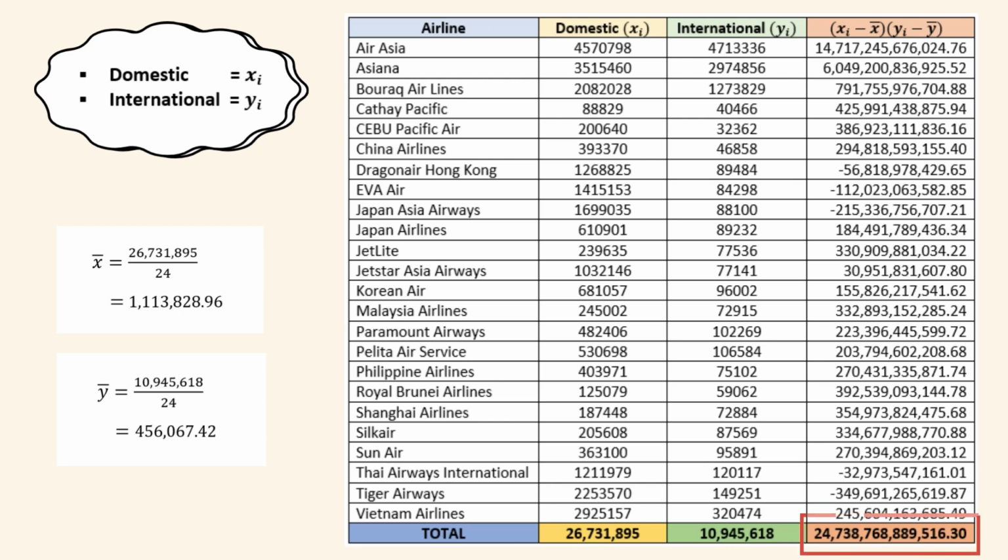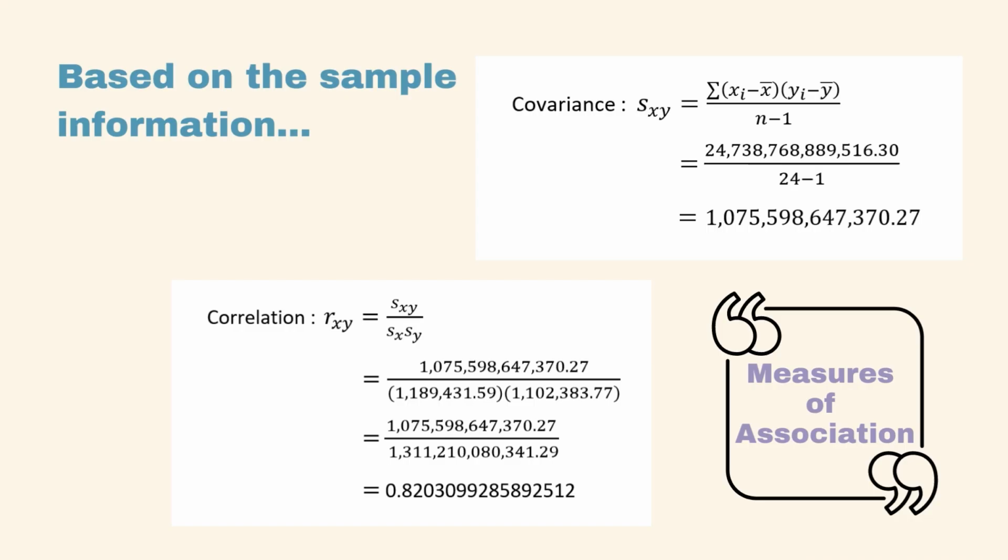Then we get 2,473,876,889,516.30 as the total sum. The measure of association for covariance between x and y is 107,559,864,7370.27, and the correlation coefficient is 0.8203. This shows a positive correlation in the data.